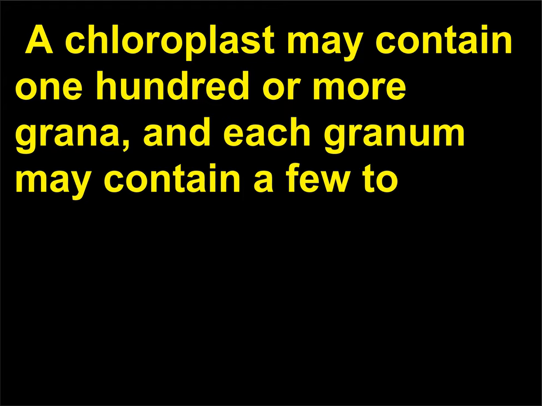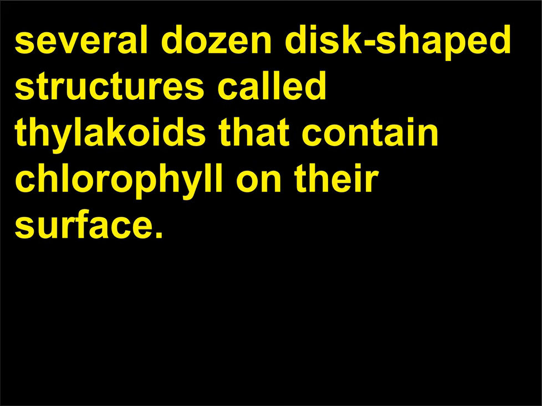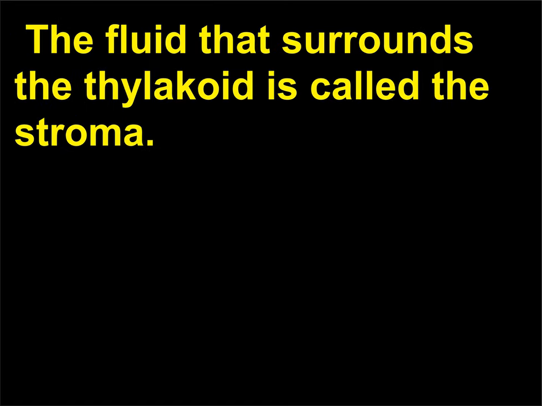A chloroplast may contain 100 or more grana, and each grana may contain a few to several dozen disc-shaped structures called thylakoids that contain chlorophyll on their surface. The fluid that surrounds the thylakoid is called the stroma.